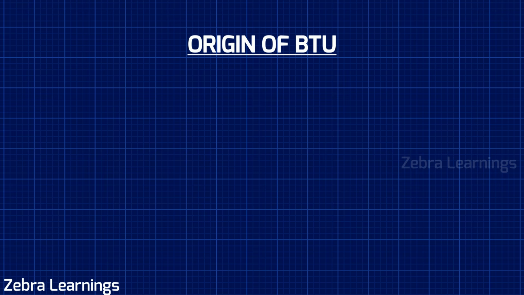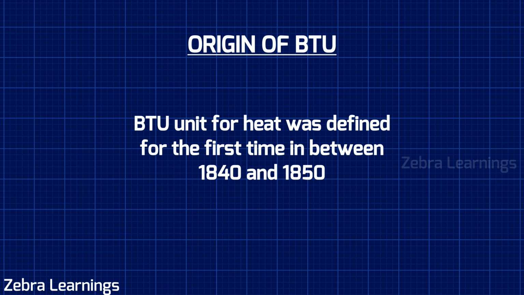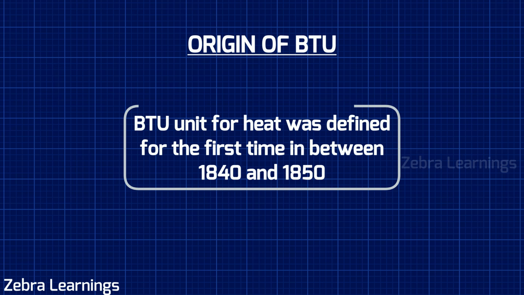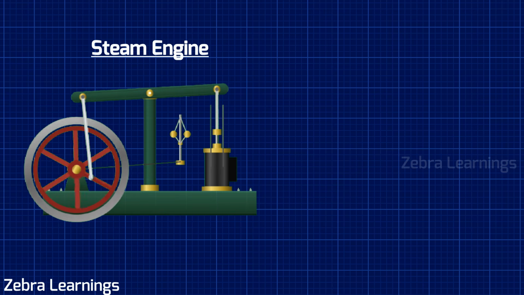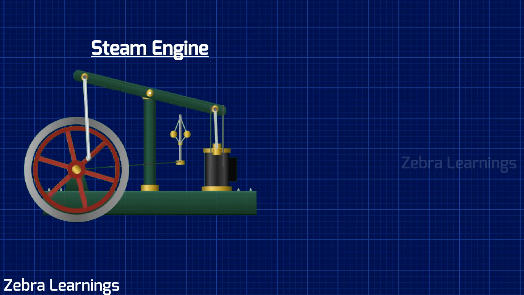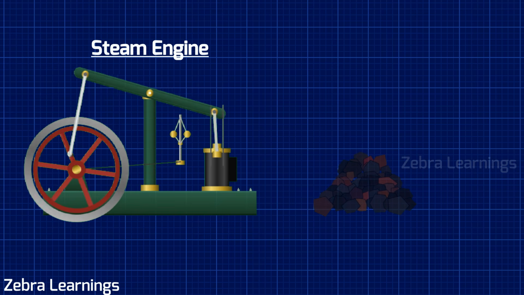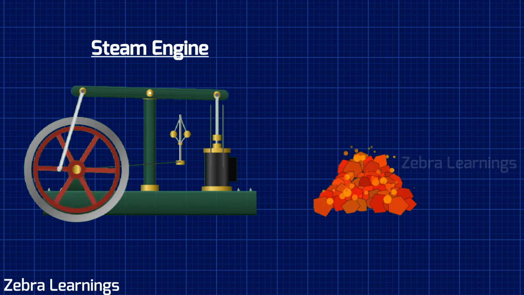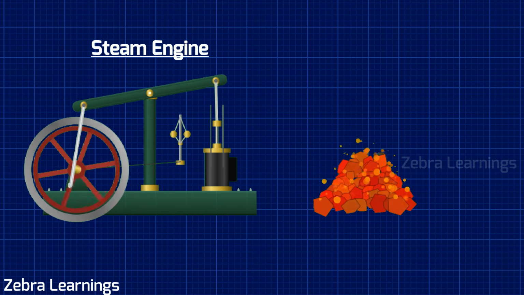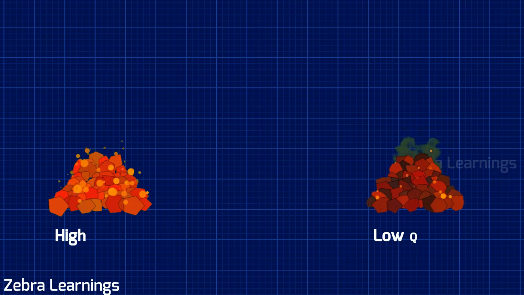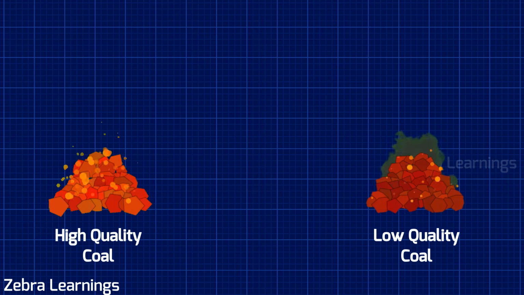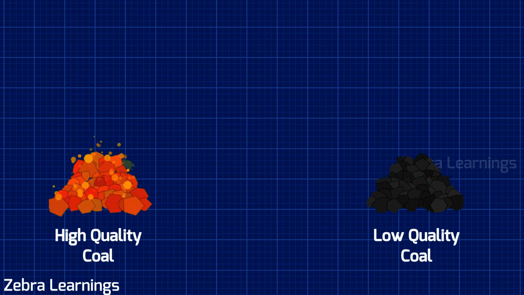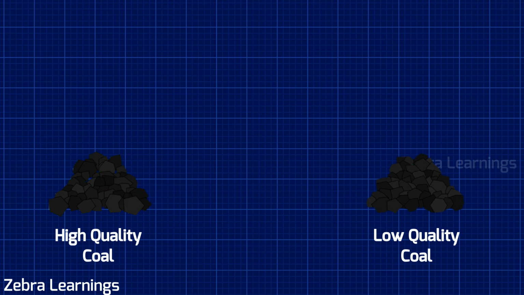The origin of BTU. A unit for heat was defined for the first time between 1840 and 1850. During that time, steam engines were in use. They ran steam engines by burning coal to heat water, but each type of coal generated heat differently. Some coal burned very well, while other coal burned poorly. So, they decided to figure out exactly how much heat each type of coal generated.